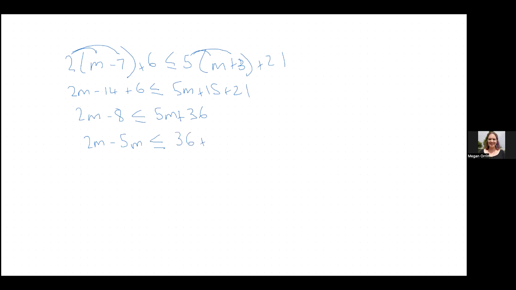Bring the 8 across and the 5 across. So what have I got here? -3m is less than or equal to 44. Now what do I do? Right. So that means I have to flip my sign. Can I simplify this? No? Is 44 divisible by 3? Then we're going to leave it.